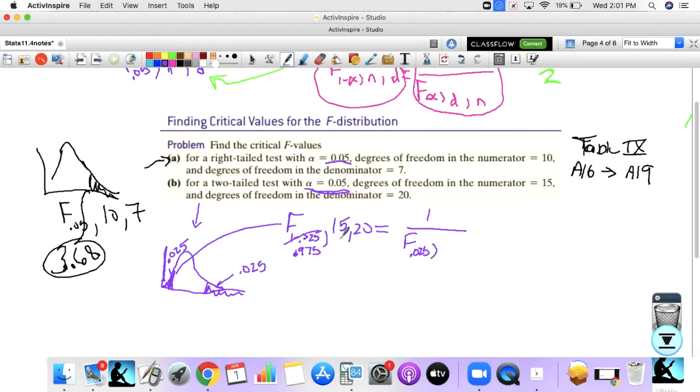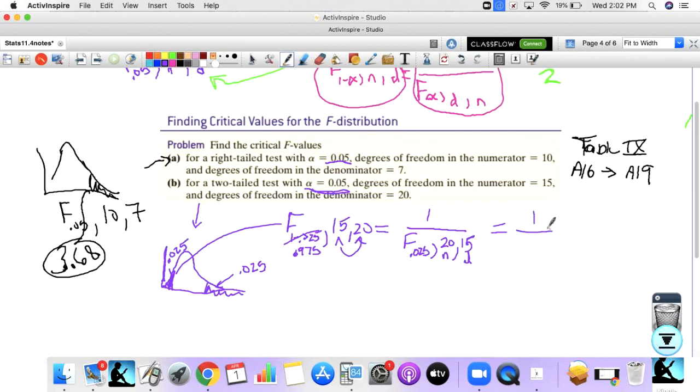And then I flip-flop my degrees of freedom, okay? I'm going to treat my numerator, which was 15, as 20 now, and my denominator, which was 20, as 15. So when I find whatever score I'm looking for, I'm doing this like it's my numerator and this like it's my denominator, even though in my original problem they're the opposite. So let's find that now, okay?